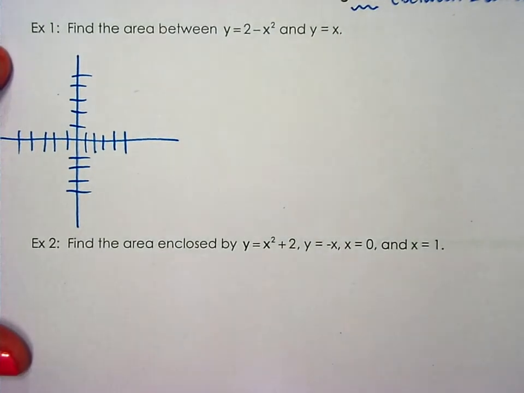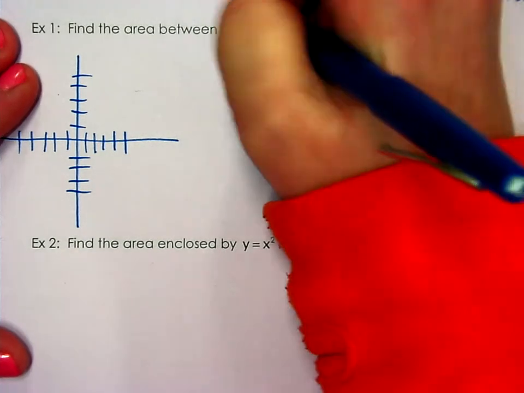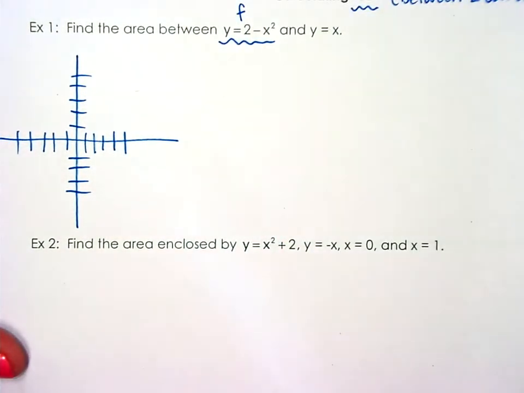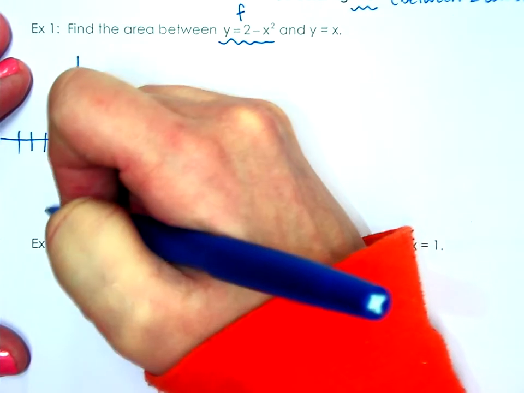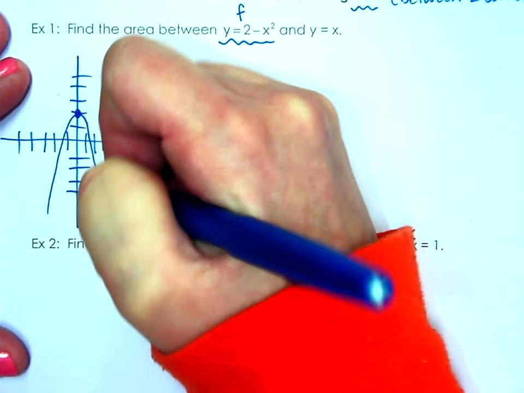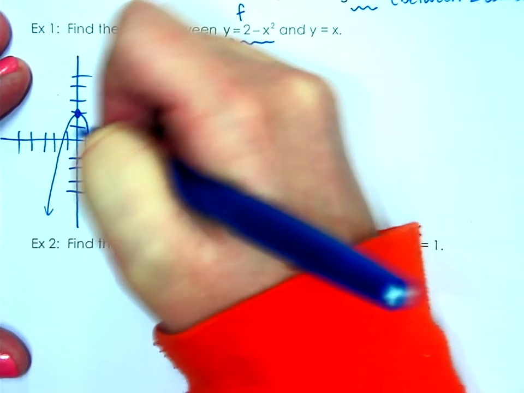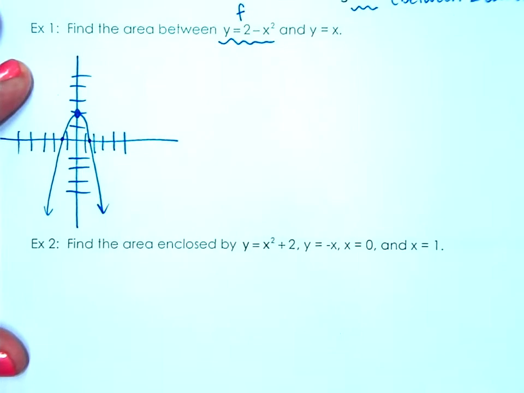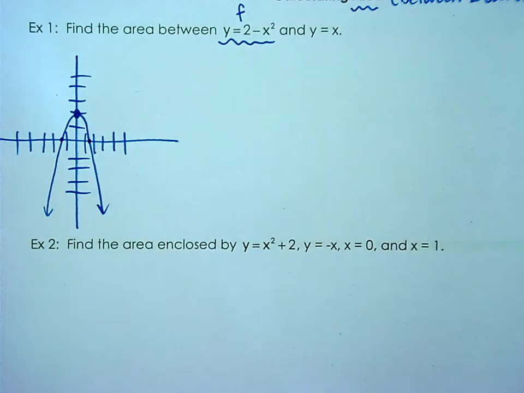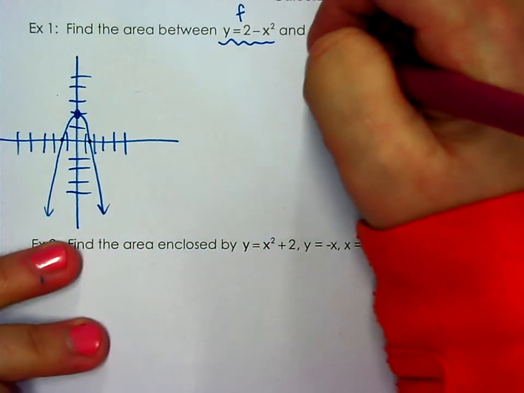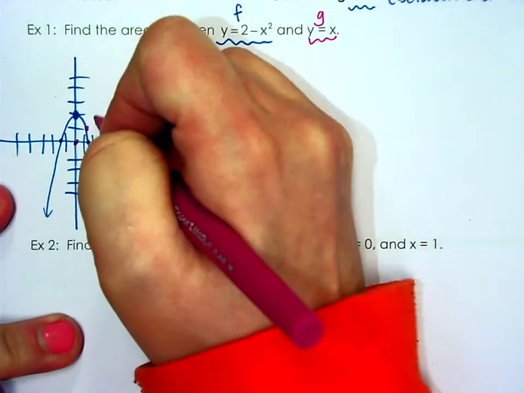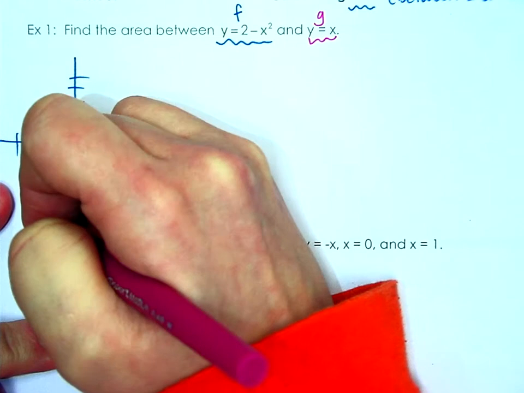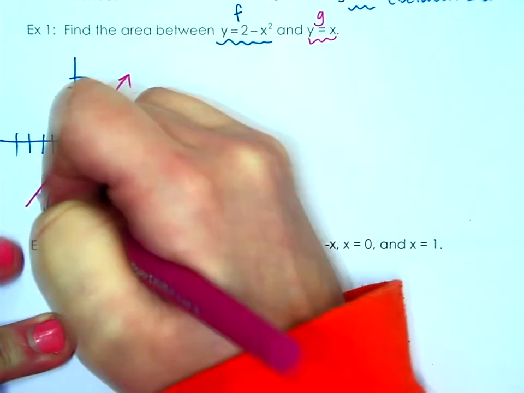So I'm going to start with this function as my blue function. I'll think of this as my f function, even though it's called y, and graph 2 minus x squared. So that's a parabola that's going to come like this. Remember that its zeros are plus and minus the square root of 2. And then, of course, we have y equals x, which I'm going to think of as my g function. And then I'm going to plot just that nice simple line like so. So that's going to come through like this.